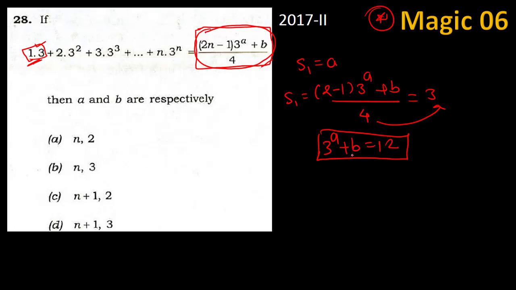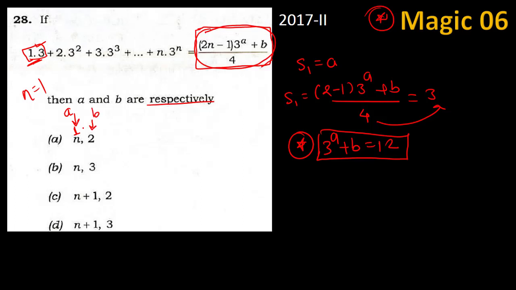Now check, so this is your answer. Answer nikal gaya bhai. Abhi kya karna hai? Sirf substitution method karna hai. Now check which option is giving you this 3 to the power a plus b is equal to 12. Okay. You have considered n is equal to 1, so check n is equal to 1. Then a and b are respectively. Ye jo first diya hai na, ye first part a ke liye, and jo second part diya hai, wo b ke liye.